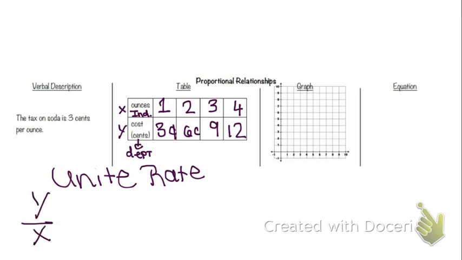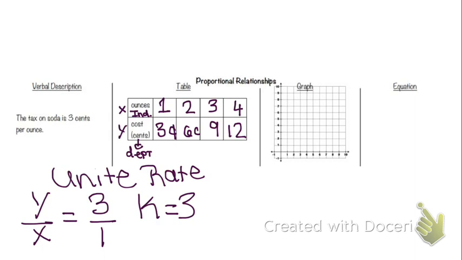So in this case, our unit rate is going to be cost over ounces, or Y over X. And Y over X is, as you can see, 3 over 1, or if we look at the original situation, yeah, 3 over 1. So our unit rate is 3 over 1, which means that our constant k is 3 over 1.